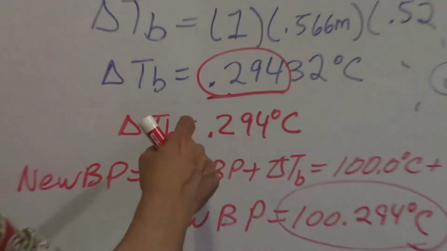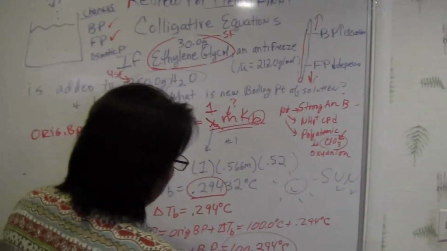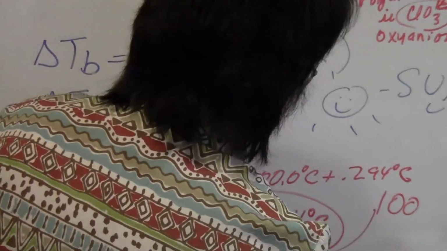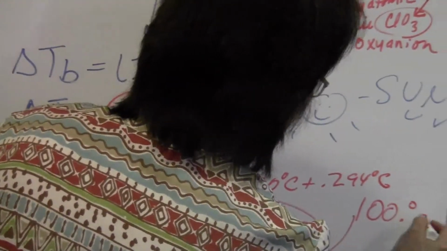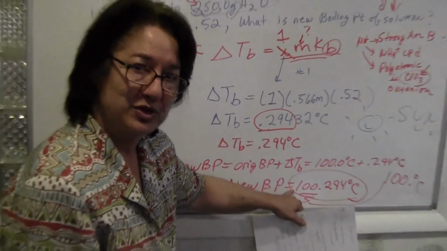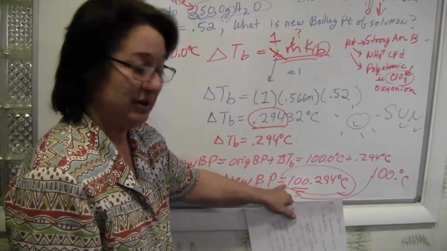Let's SUN again. 3 significant figures, 4 significant figures. In actuality, the correct answer would be 100. It's not going to change that much. But make sure you write all the numbers so they see that you know it's going to go up a tiny little bit, even though it's not significant.